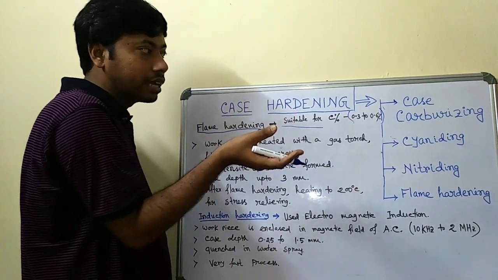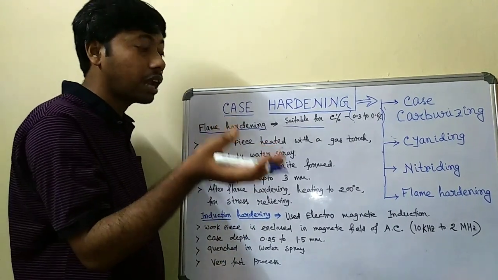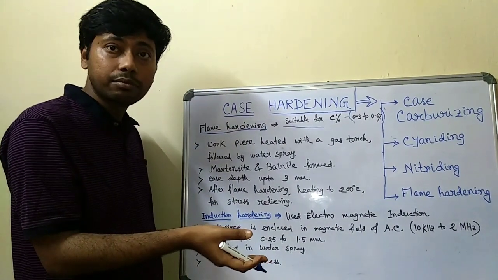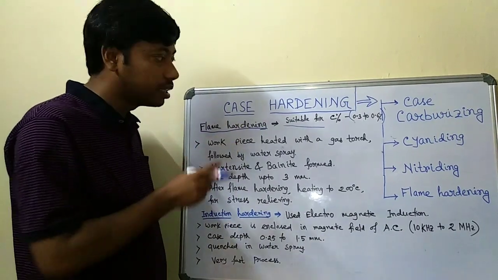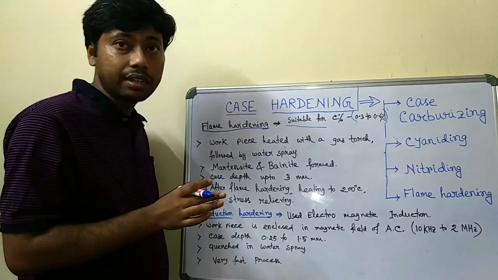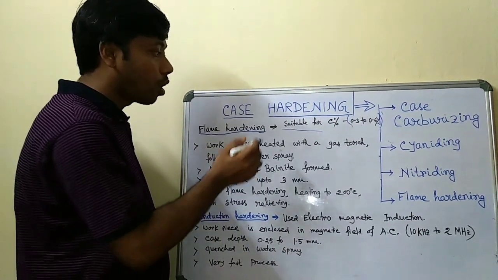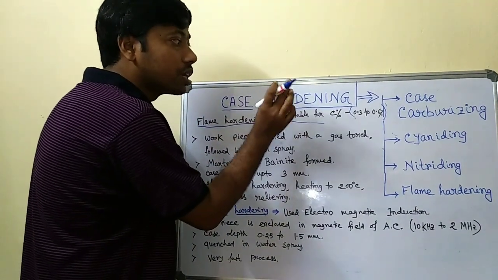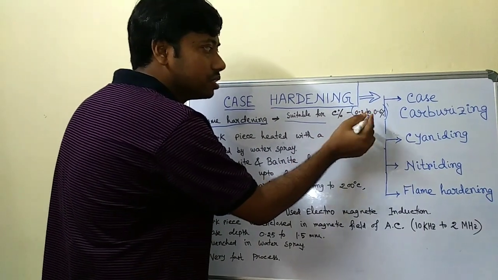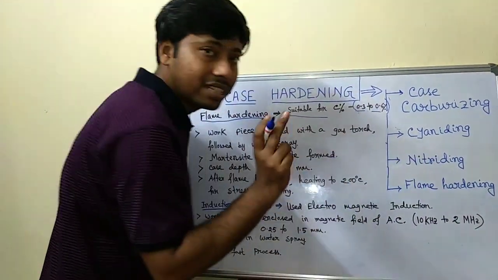That doesn't mean that you cannot use it for high carbon steel. You can use high carbon steel, but the difference is that care should be taken that no other incident takes place. So obviously it is mainly used where the carbon percentage is 0.3 to 0.6% carbon.